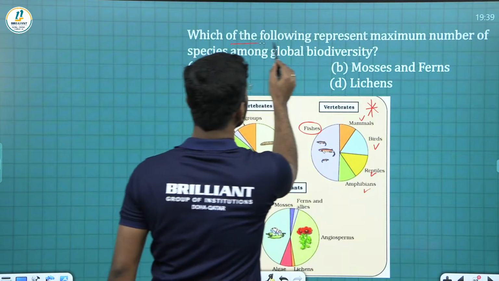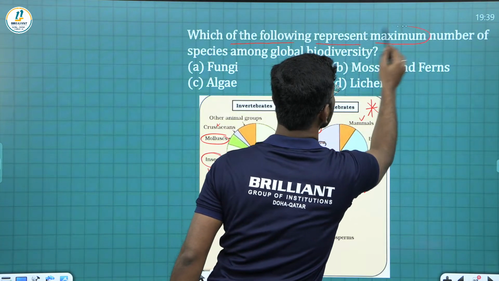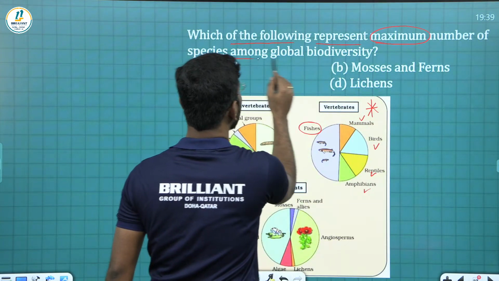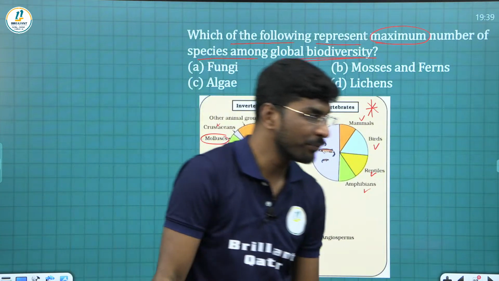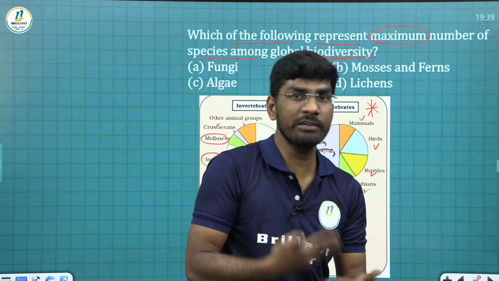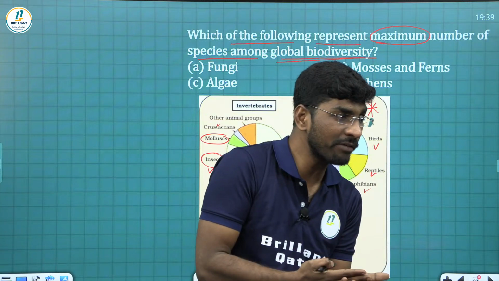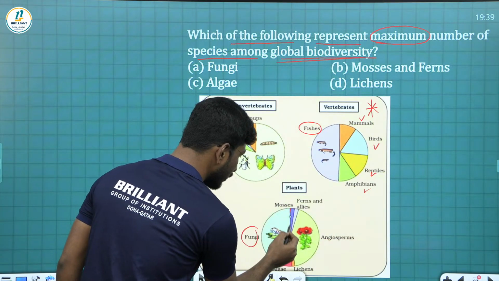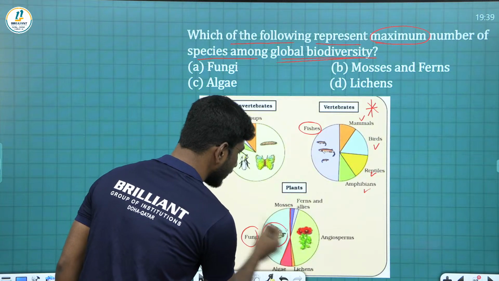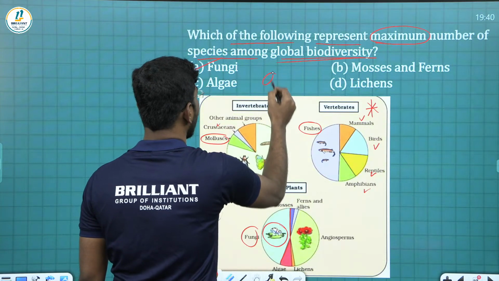Look at it. Which of the following represents the maximum number of species among the global diversity? Global diversity. What is the right answer? Very good. Come on, Kavya, Diya. What is the right answer? Look at your fungi. Fungi occupy the major share, so we can go with option A, fungi.